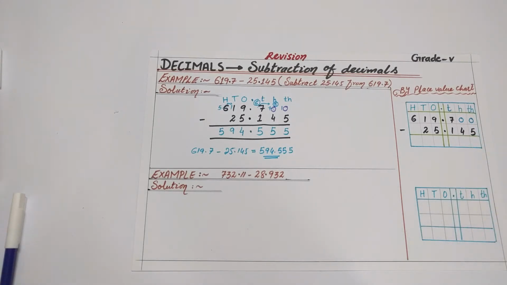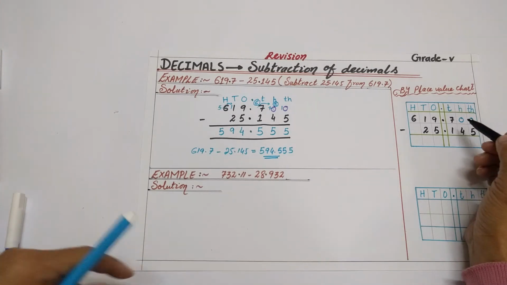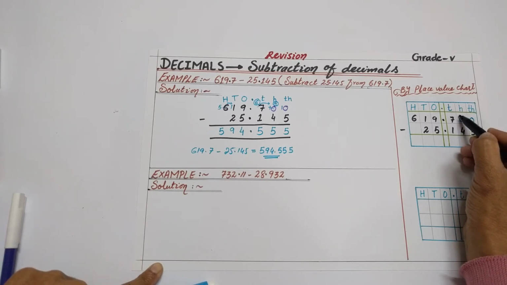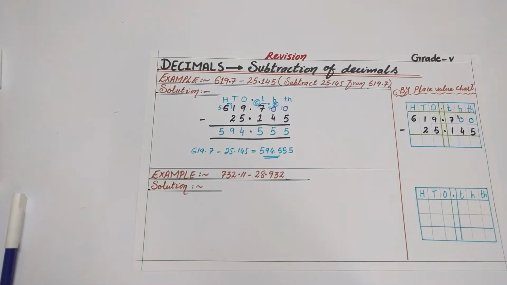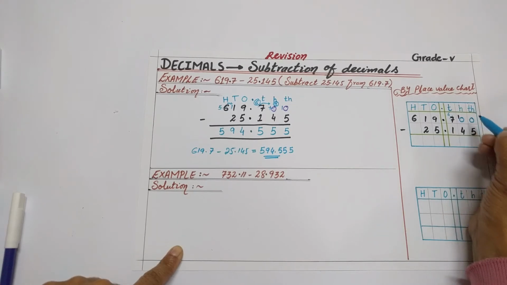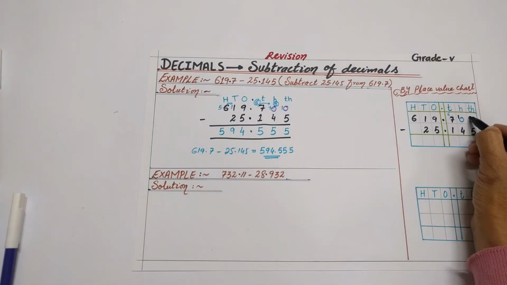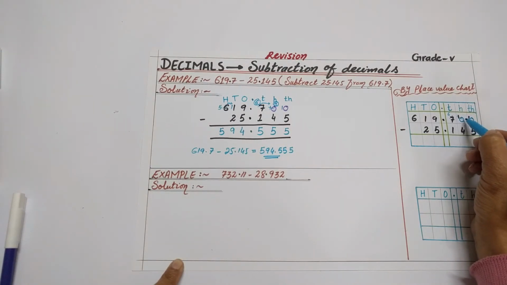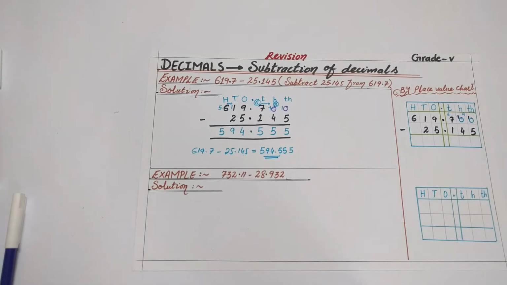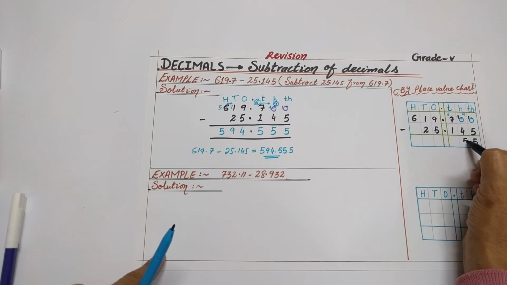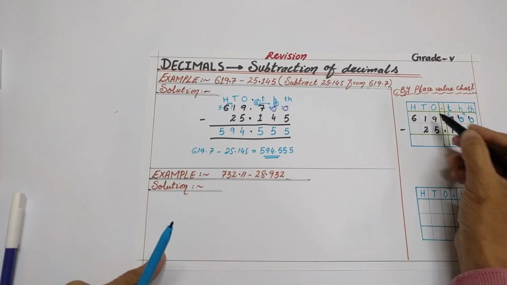So 0 minus 5, as I told you, is impossible. Take the borrow, and we cannot take the borrow from 0. So firstly we will take the borrow from 7, and then it will become 10. When 7 gives the borrow, it will be 6. 10 will give the borrow to 0. Now we can take the borrow. So when 10 gives the borrow, the left number will be 9. So 10 minus 5 is equal to 5. 9 minus 4 is equal to 5. 6 minus 1 is equal to 5. Now it's 9.